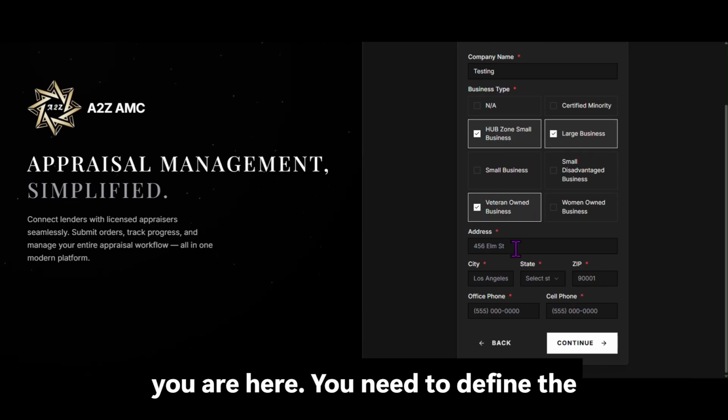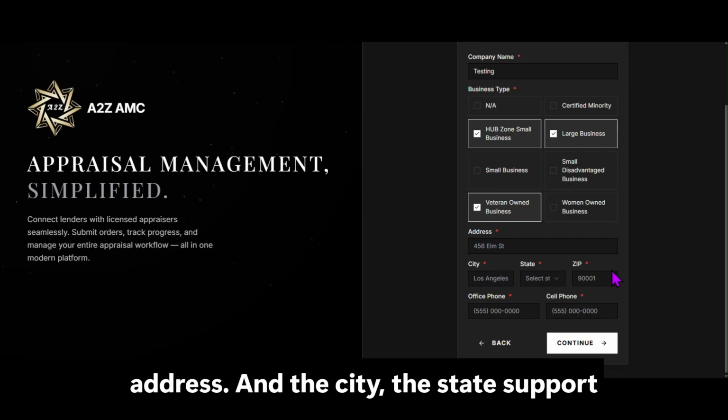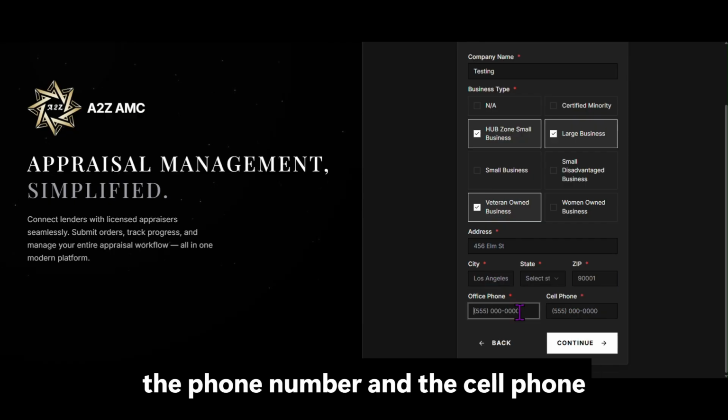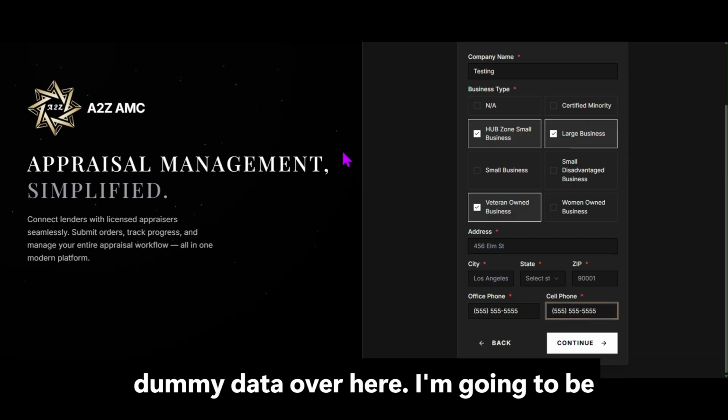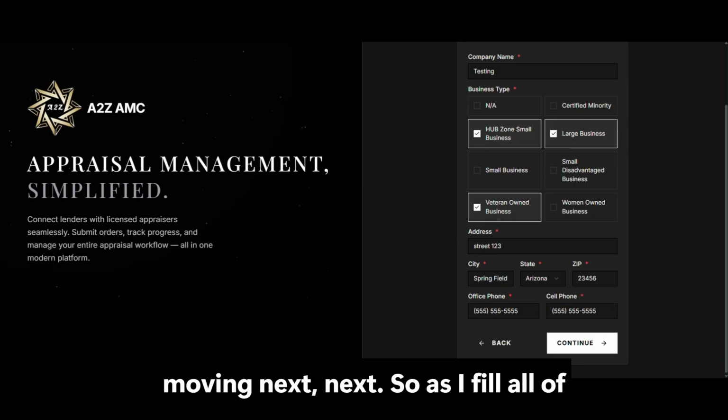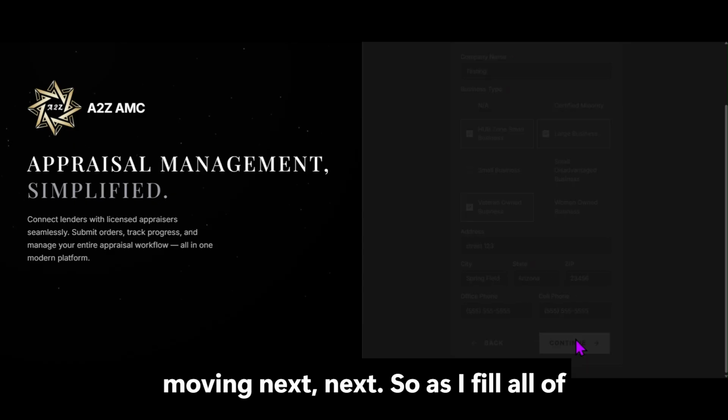Here you need to define the address and the city, the state, zip code, the phone number, and the cell phone number. I'm just going to fill in the dummy data over here and we'll be moving next. As I've filled in all of these, I can move forward.